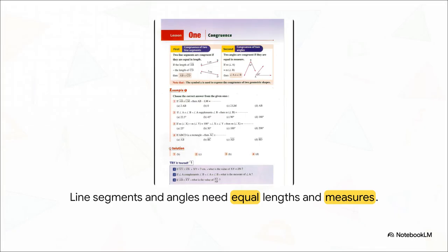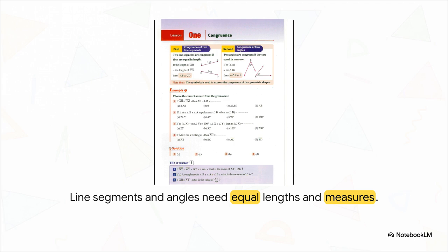Now, at the most basic level, congruence is super straightforward. For two line segments to be congruent, like AB and CD, they just need to be the exact same length. If one is 3 centimeters, the other is 3 centimeters. Boom, congruent. It's that simple. And for angles, same deal. They just need to have an equal measure. If one angle is 50 degrees and the other is 50 degrees, they're congruent.